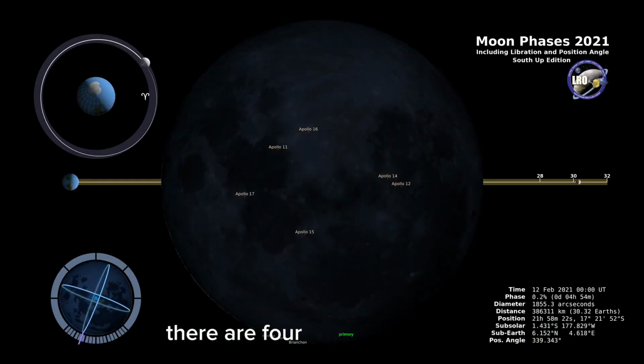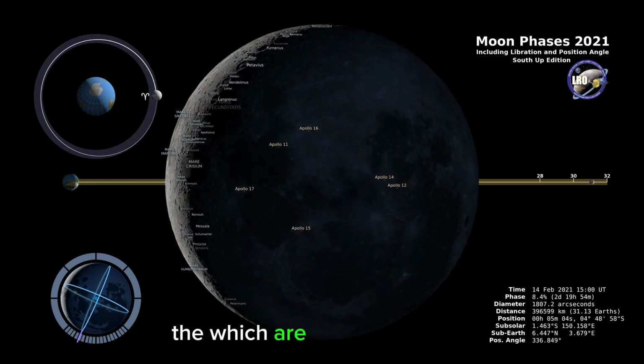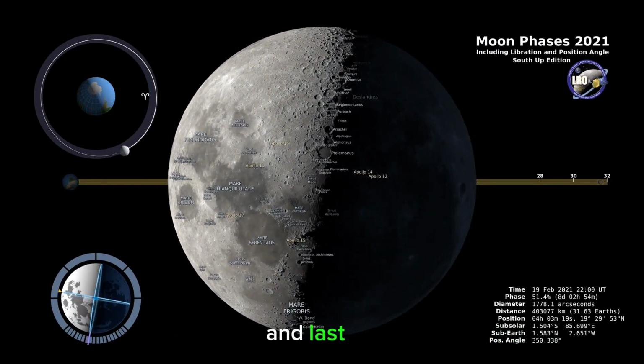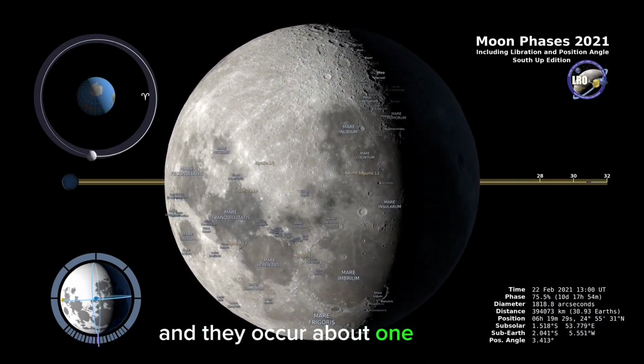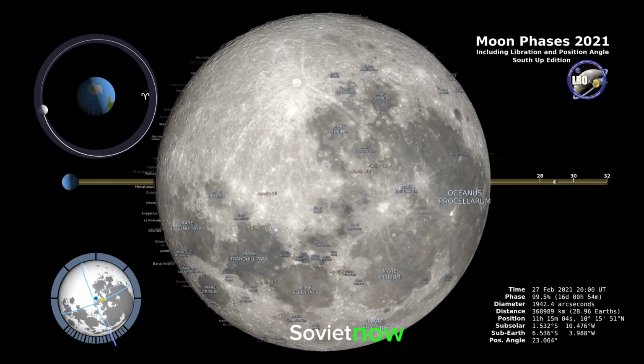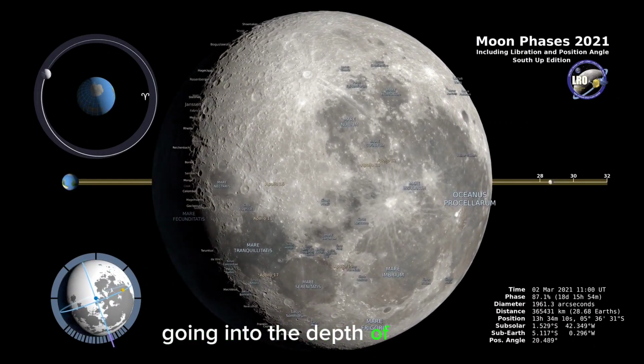There are four primary moon phases, which are known as new moon, first quarter, full moon and last quarter, and they occur about 1 week apart. So now we are going into the depth of these phases.